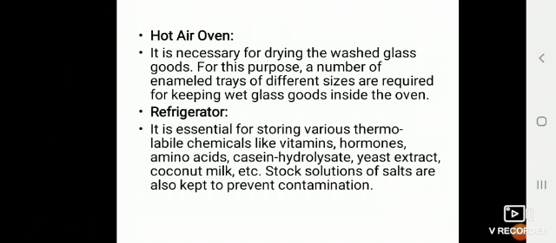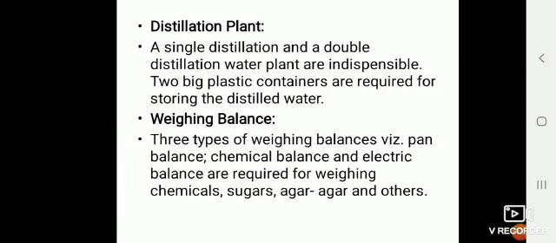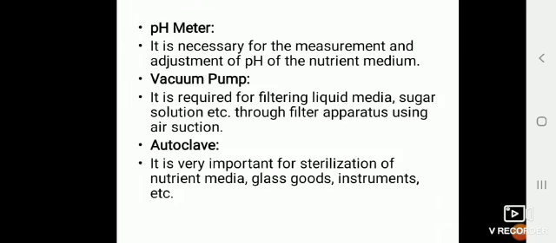Refrigerator is essential for storing various thermolabile chemicals like vitamins, hormones, amino acids, casein hydrolysate, yeast extract, then coconut milk, etc. The circulation of salts is also kept to prevent contamination. Distillation plant, which is very important. A single distillation and double distillation water plant are indispensable. Two big plastic containers are required for the distilled water. Weighing balance. Three types of weighing balance, namely pan balance, chemical balance and electronic balance, are required for weighing chemicals, sugars, agar-agar and others.